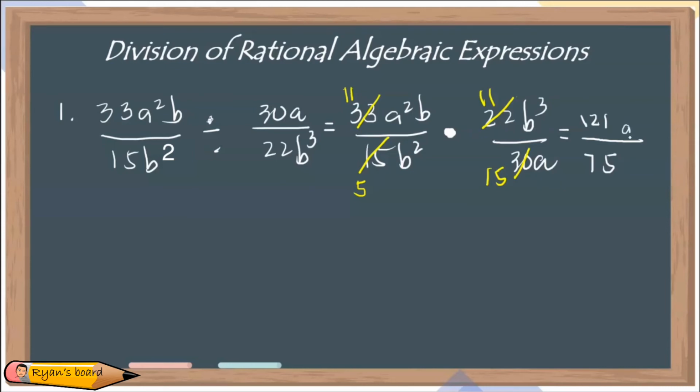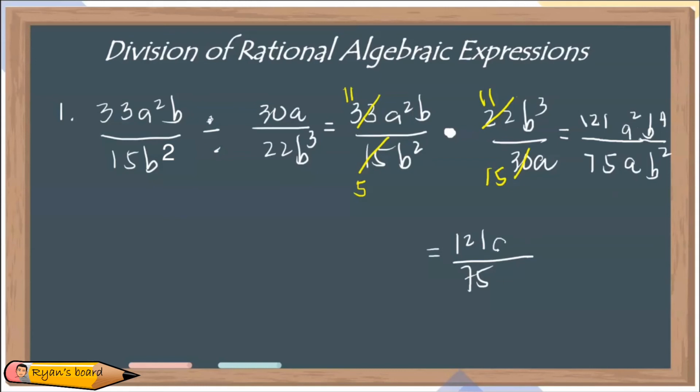Now, we have a squared. Wala tayong a, so i-copy. We have b times b cubed. That's b to the 4th power. Okay. We only have a. Then b squared. Now, subtract the exponents. We copy 121, then 75. So, 2 minus 1, may 1 dito. That's 1. Or a na lang.